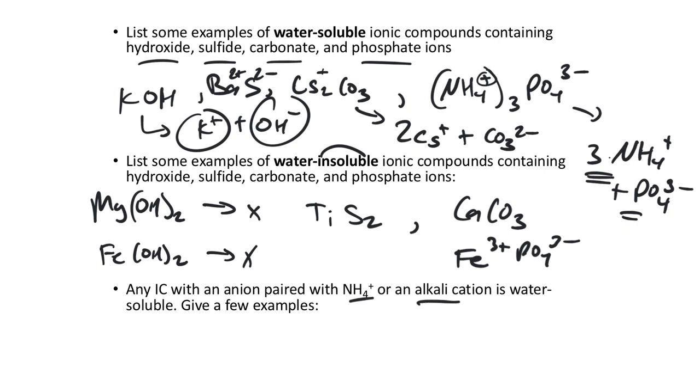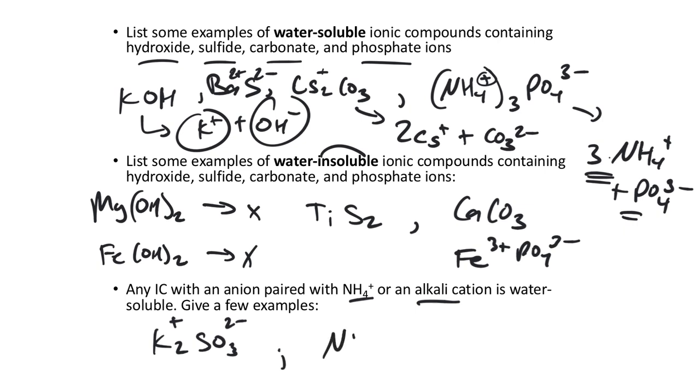We can give a few examples that involve ions that aren't on the solubility chart with these ions and know that they're soluble in water. So we don't see sulfite on our solubility chart. So if you took something like K2SO3, due to the presence of the potassium ion, you know that this must be a water soluble compound. So anything with potassium paired up with any ion.